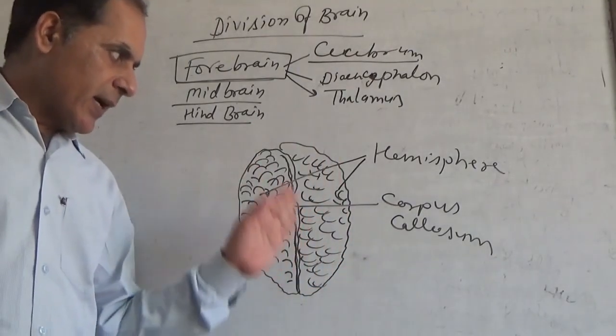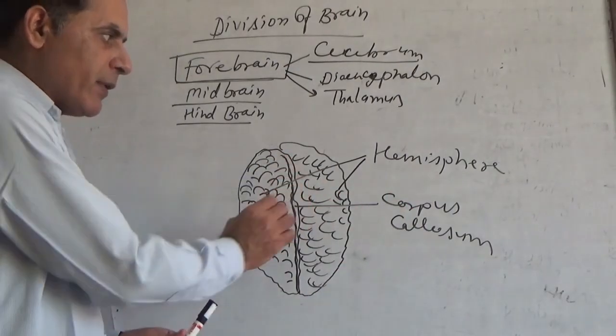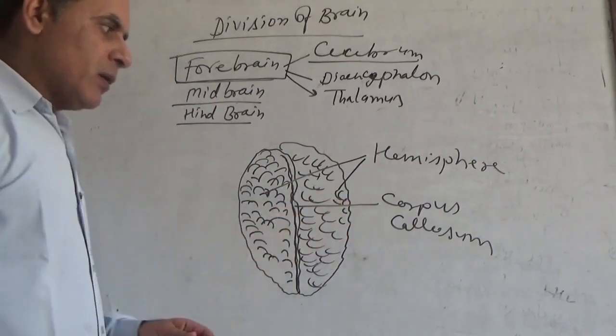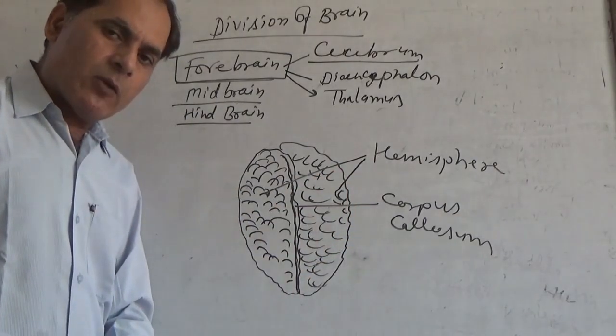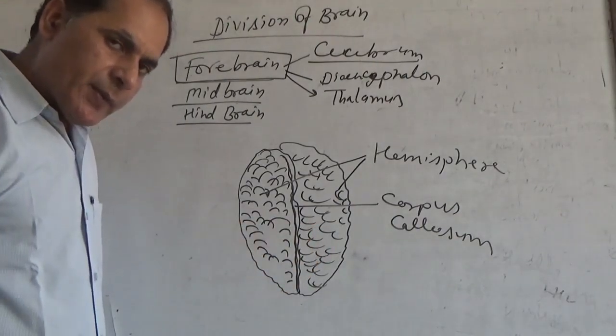These two hemispheres are separated by the corpus callosum. The corpus callosum is the separator which keeps the two hemispheres separate. Its main function is to transmit information from one hemisphere to the other hemisphere.